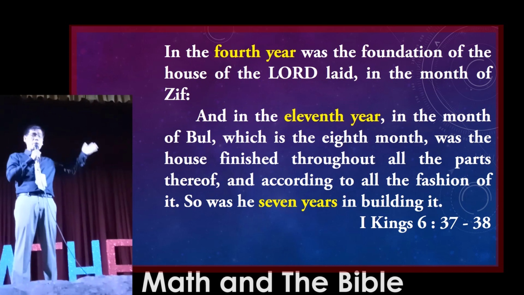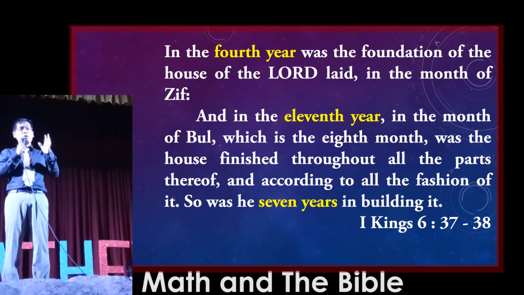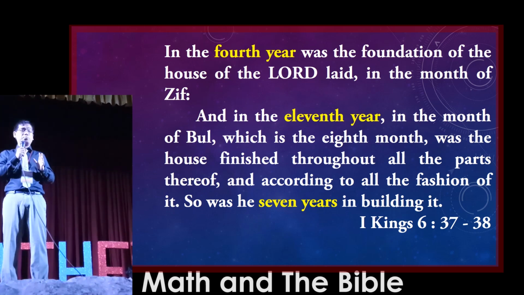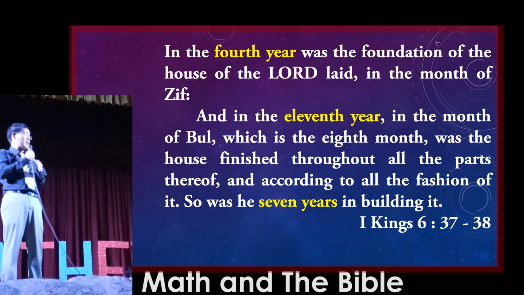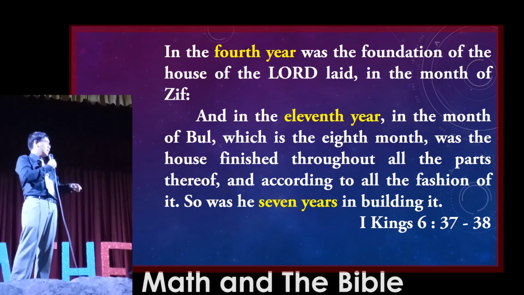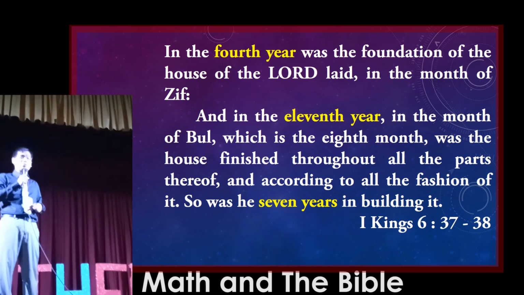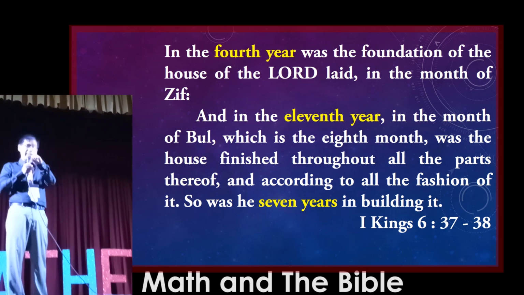See, there's a math problem in the Bible. And according to my reading, there's very close to 150 of them. But I cannot discuss everything now. And this one involves subtraction. 11 years minus 4 years equals 7 years.